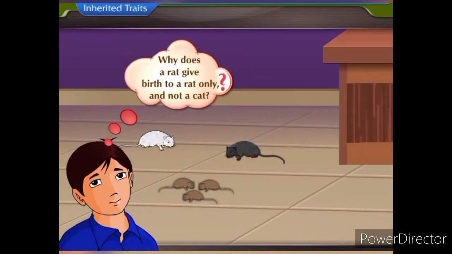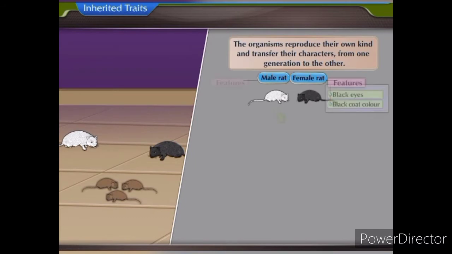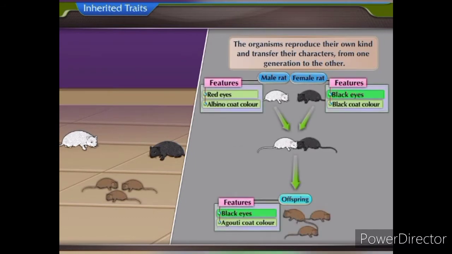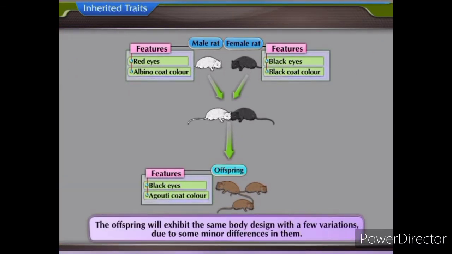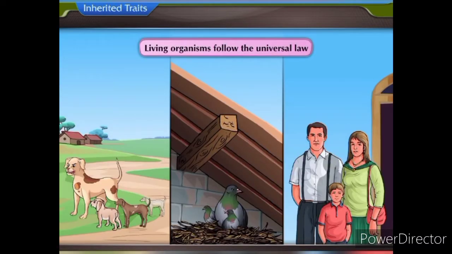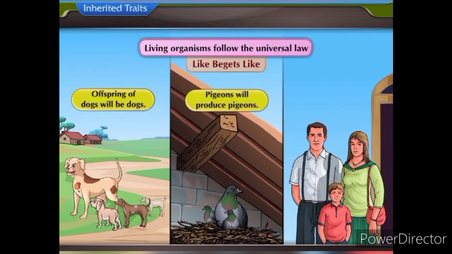Why does a rat give birth to a rat only and not a cat? This is because the organisms reproduce their own kind and transfer their characters from one generation to the other. That is why a rat will produce young rats similar to itself. The new offspring will exhibit the same body design with a few variations due to some minor differences in them. Living organisms follow the universal law of like begets like. It means that the offspring of dogs will be dogs, pigeons will produce pigeons, and humans will beget humans only.